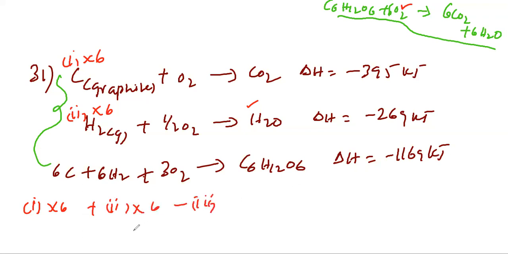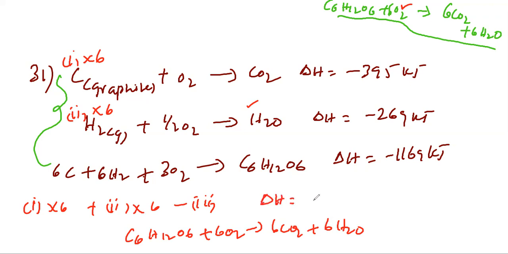And we are going to get the equation C6H12O6 plus 6O2 gives rise to 6CO2 plus 6H2O. So when you are multiplying, delta H is equals to 6 into minus 395, the first equation, plus 6 into minus 269. And minus of minus is plus 1169 delta H value.